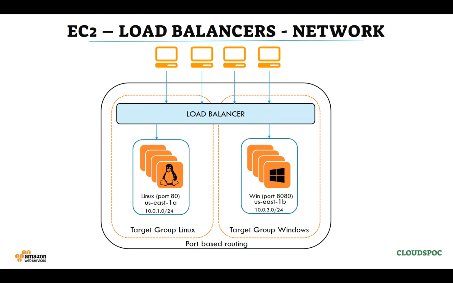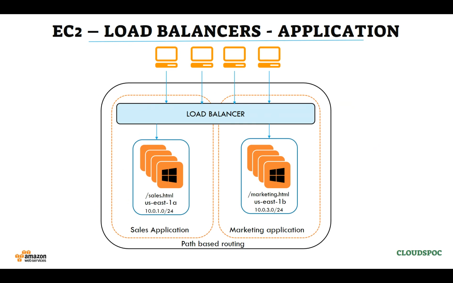The other one is the application load balancer. Here also it is the same case, we'll be creating some target groups, but the major difference between the network and application load balancer is that you can route the request not based on the port as in the network load balancer, but based on the URL path. If it is something like www.google.com/sales.html, then that request has to go to the first target group. If the URL contains /marketing.html, then that request has to go to the other target group.